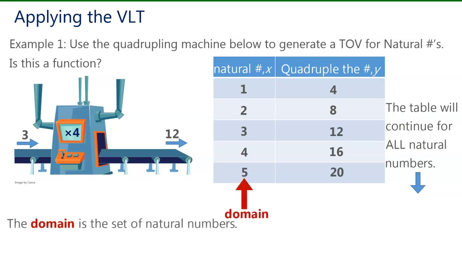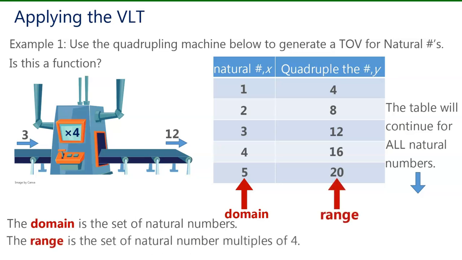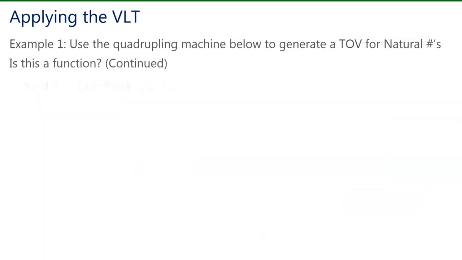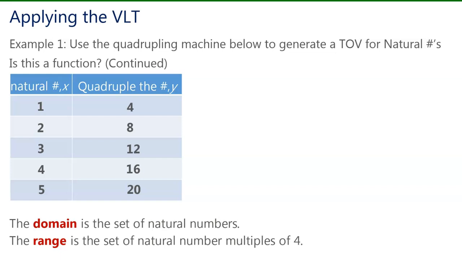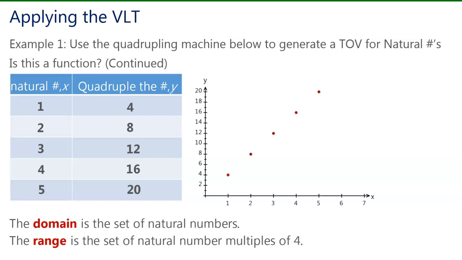The domain is the set of natural numbers. The range is a set of natural number multiples of 4. So here's our table of values, and here's a graph representing this table. The equation is y equals 4x, where x is a natural number.